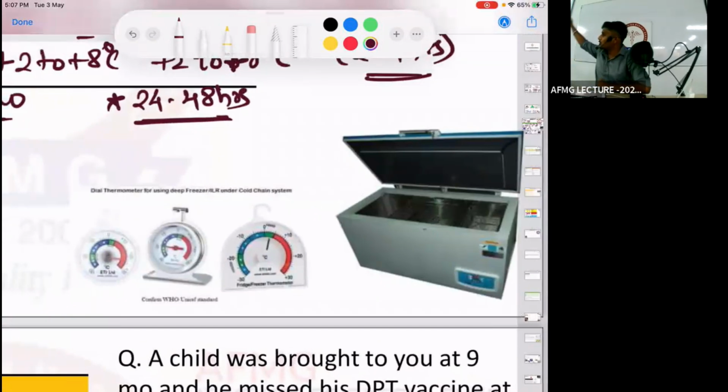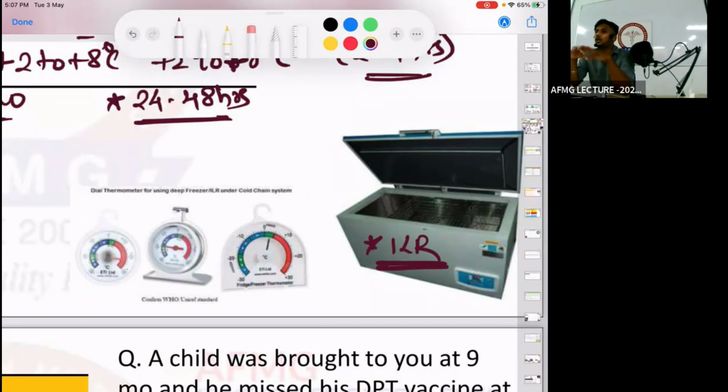Then this instrument is known as the first one. It is an ice-lined refrigerator, an ILR. So large ice-lined refrigerators are located at CHC or district hospitals. Normal ILRs are located at PSC, Primary Health Center.